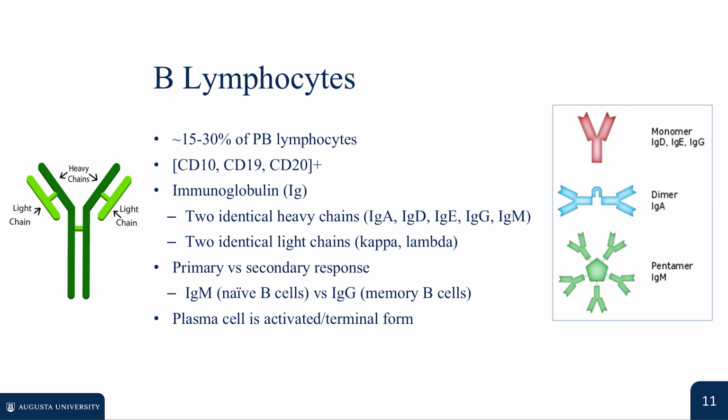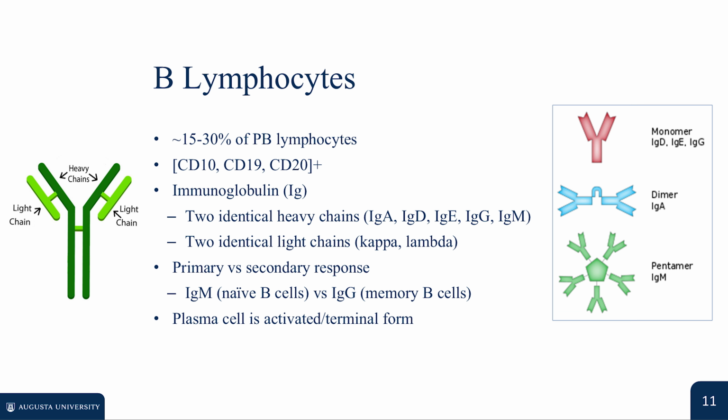Structurally, every monomeric immunoglobulin molecule consists of two identical heavy chains and two identical light chains. The heavy chains determine the antibody class, designated as IgA, IgD, IgE, IgG, or IgM, while the light chains are classified as either kappa or lambda. Naive B cells express surface IgM and synthesize large pentameric IgM molecules during the primary immune response.